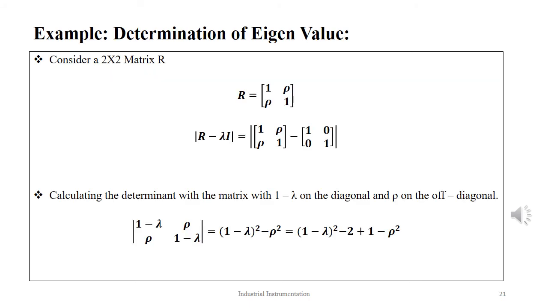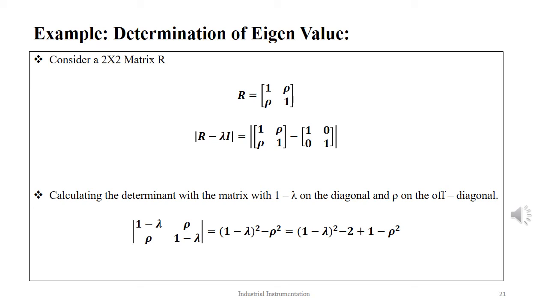Here we'll try to go through an example to figure out how eigenvalues are determined. Let's consider a 2 cross 2 matrix named R. R is given as R equal to 1 row, row 1. Therefore, mod R minus lambda I is equal to mod 1 row, row 1 minus 1 0 0 1.